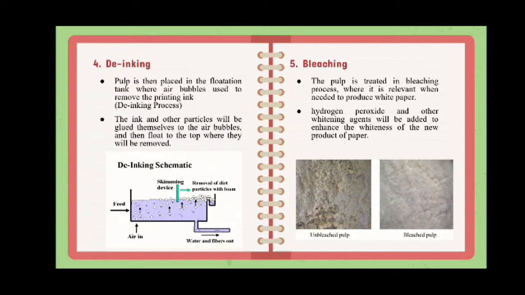Okay, for the fifth step, which is bleaching, the pulp is then treated in a bleaching process, which is relevant when needed to produce white paper. Hydrogen peroxide and other whitening agents will be added to enhance the whiteness of the new paper product. The diagram below shows the difference between unbleached pulp and bleached pulp.